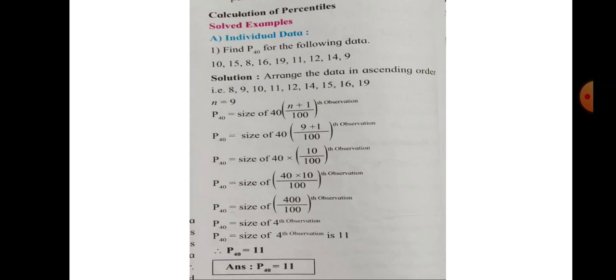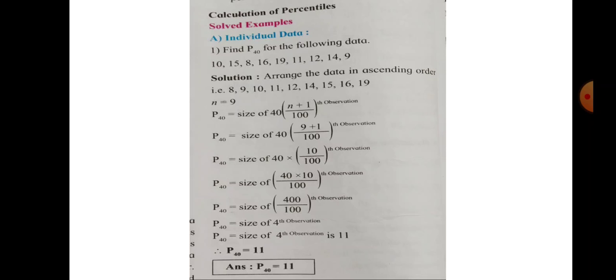In the next step, P40 is equal to size of 40 into 10 upon 100, bracket close, observation. In the next step, P40 is equal to size of 400 upon 100, bracket close, observation.